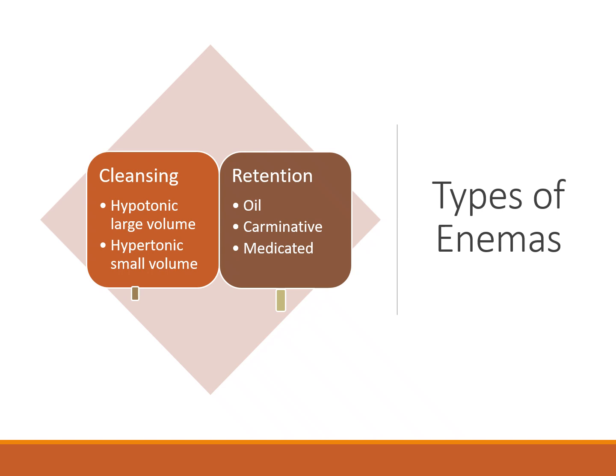For large volume enemas, you're going to use tubing, a clamp, a container, and solution. For hypertonic enemas, those are the prepackaged kits and they come with lubricated tips. We always want to protect the patient's privacy and explain the procedure clearly.